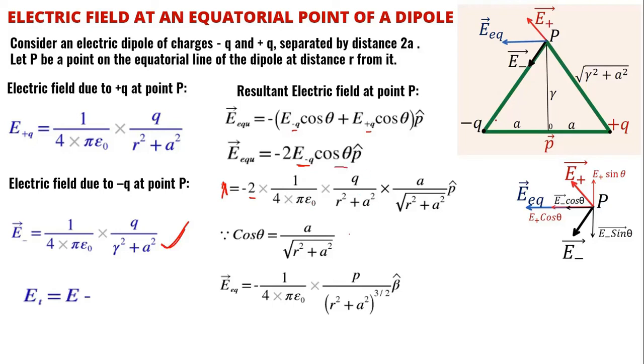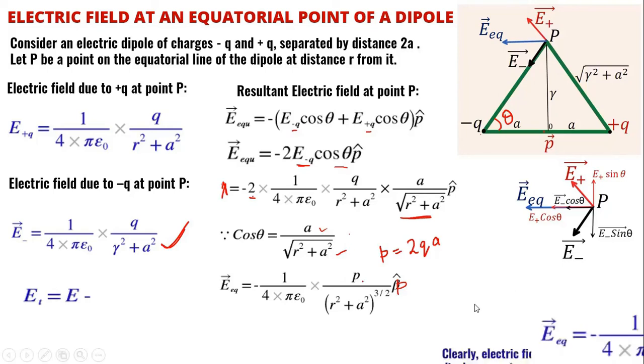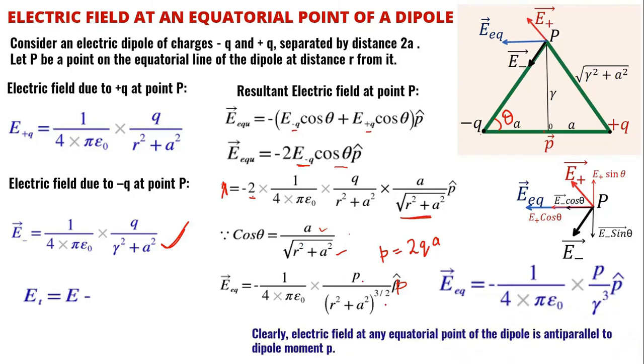Further, to find the value of cos theta from triangle P, minus Q and O, we get cos theta as A upon the square root of R square plus A square. Putting this expression for cos theta and solving the like terms, we get minus 1 upon 4 pi epsilon naught, P upon R square plus A square whole to the power of 3 by 2. Here you have to solve only the denominator part. We have substituted 2Q into A as P, the dipole moment, so the numerator is entirely replaced with the dipole moment. This is the expression for E equatorial.